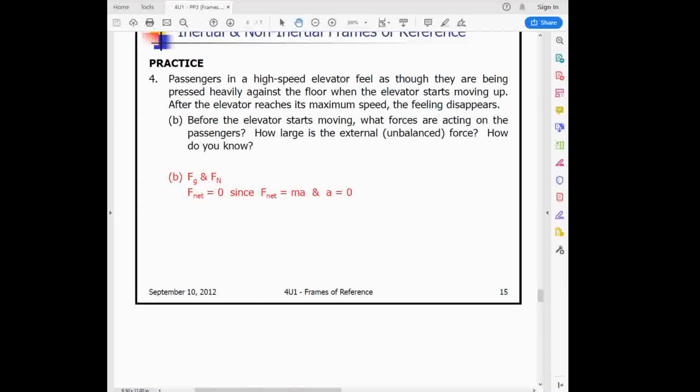Another question: before the elevator starts moving, what forces are acting on the passengers? And how large is the external unbalanced force? If you remember from last year, grade 11, the external unbalanced force means that, using our F equals ma equation, we would have an acceleration. Before the elevator starts moving, the forces are the force of gravity and the normal force. They have a net force of 0. That means our acceleration is 0, because F equals ma would have the a be 0 in order to make the F net 0.